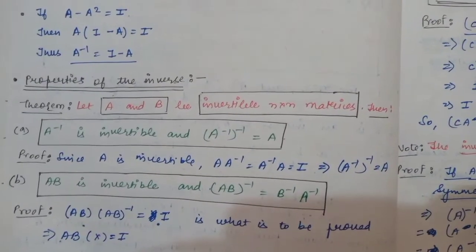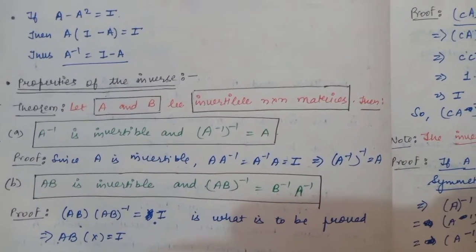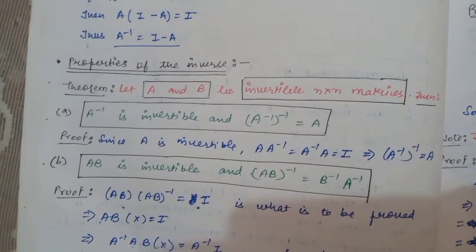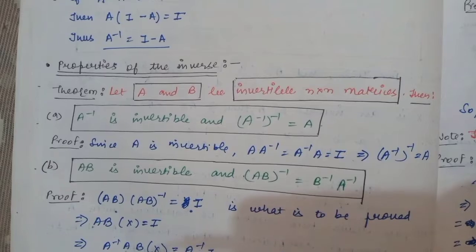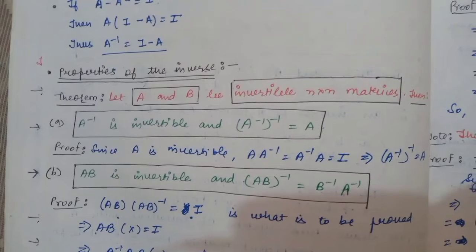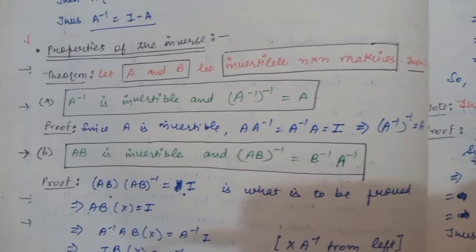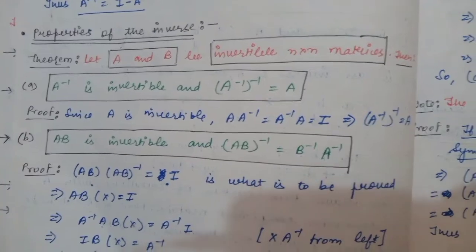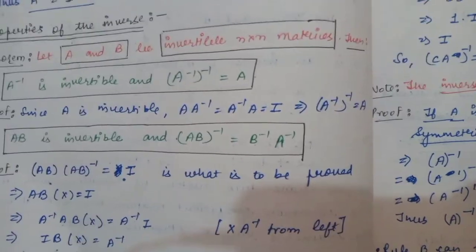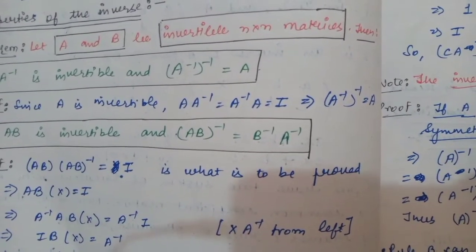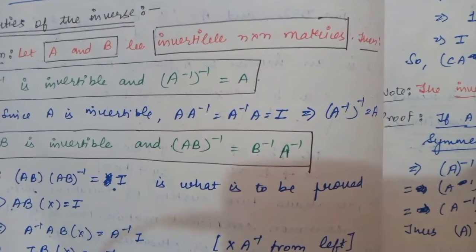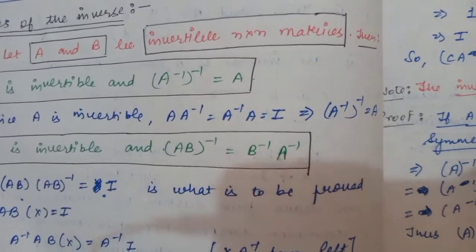Now coming to some properties of inverse. If A and B are invertible n into n matrices, that is, they are square matrices, then A inverse is invertible, that is, the inverse of A is again invertible, and its inverse is equal to A. Second property, if AB is invertible, then the inverse of AB is equal to B inverse into A inverse. We have to be very careful that we write the inverses in this very order, not the other way around. To repeat it again, the inverse of AB is equal to B inverse into A inverse.